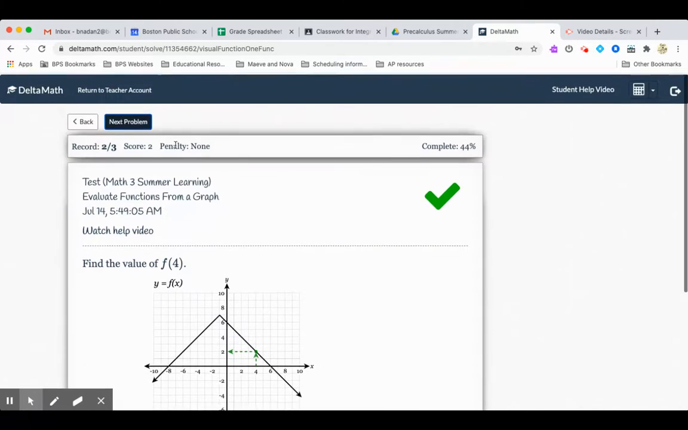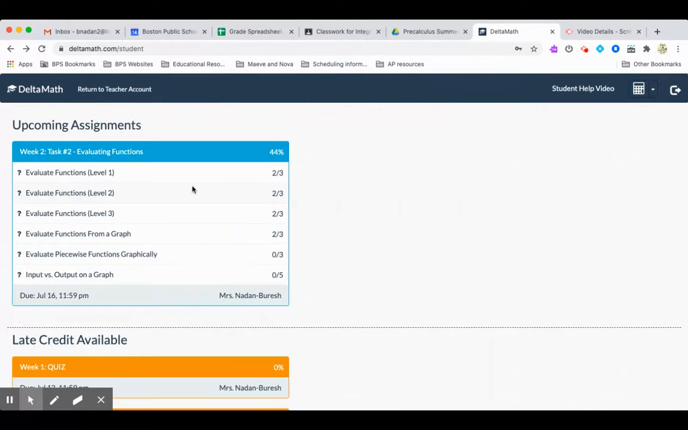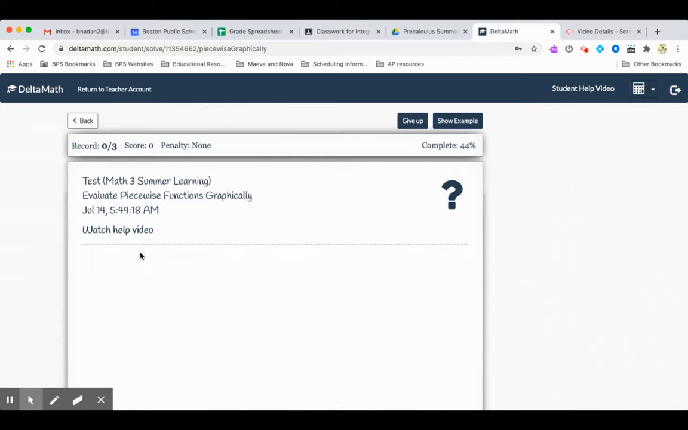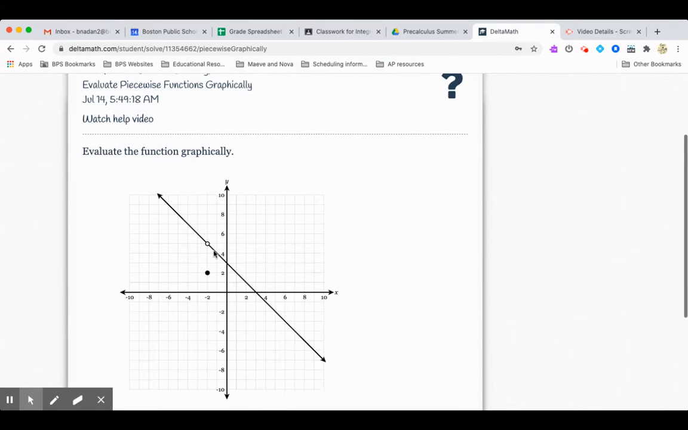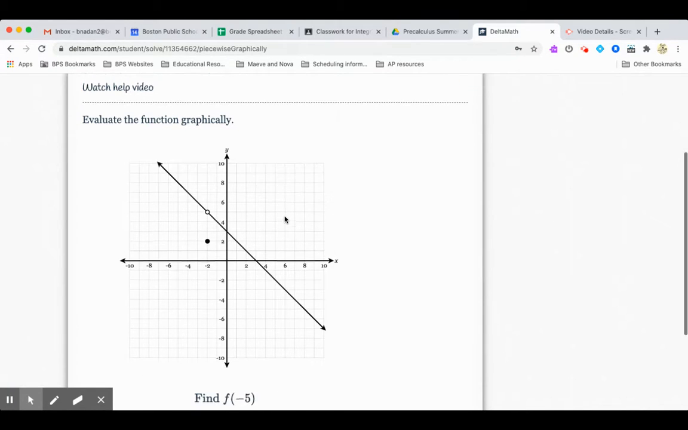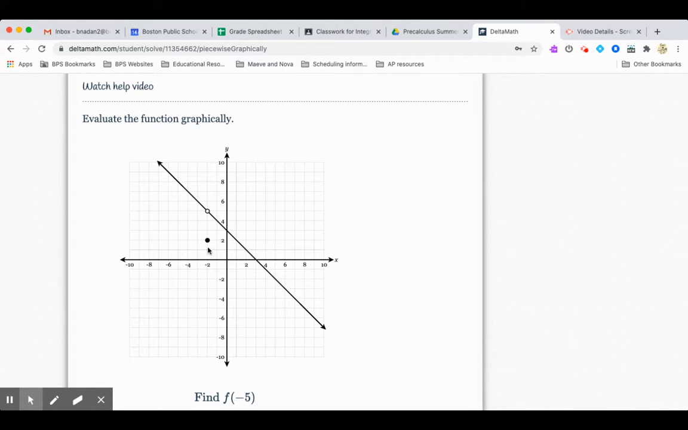They're showing you the same thing that I did. Let's look at the piecewise functions, which are pretty much the same. So, evaluate piecewise functions graphically. The only difference is that not just one equation could be used for this function. They don't give you any of the function equations. I'll tell you that the last two functions we looked at were absolute value functions. This is a linear function with some sort of discontinuity.